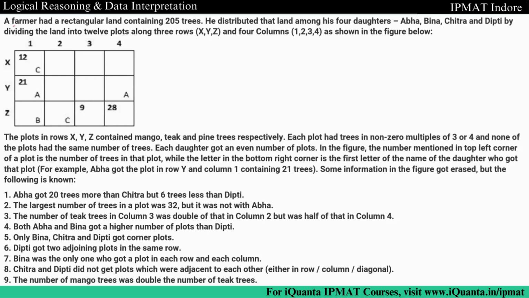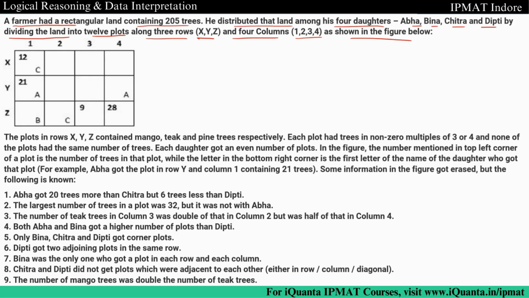The question is, a farmer had a rectangular land containing 205 trees. He distributed that land among his 4 daughters, Abha, Beena, Chitra and Dipti, by dividing the land into 12 plots along the 3 rows X, Y, Z, and 4 columns 1, 2, 3, 4 as shown in the figure below. So the situation is clear.